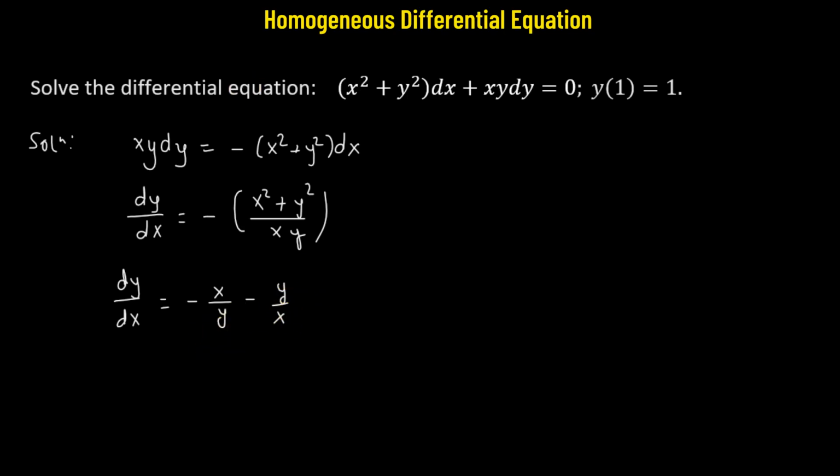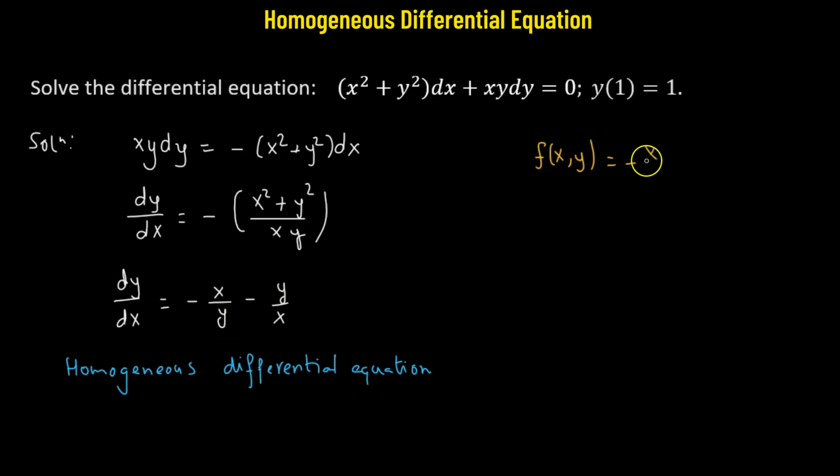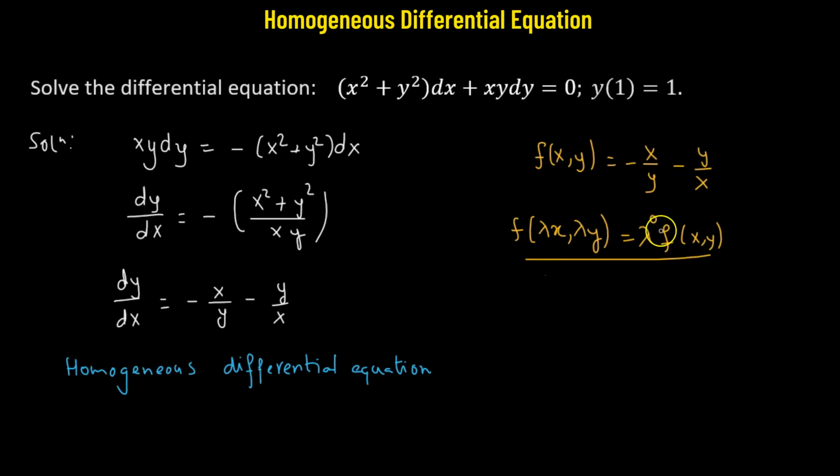Now, this is a homogeneous differential equation. That is because if we consider the expression on the right hand side, and let's say we represent it by the function f, now we're going to make a substitution. We'll substitute x with lambda x and y with lambda y. And this is going to give back the original function f(x, y), which can also be written as f(x, y) multiplied by a factor lambda raised to the power of 0. So that means we have a homogeneous function of degree 0. Since this is a homogeneous function, we have a homogeneous differential equation.